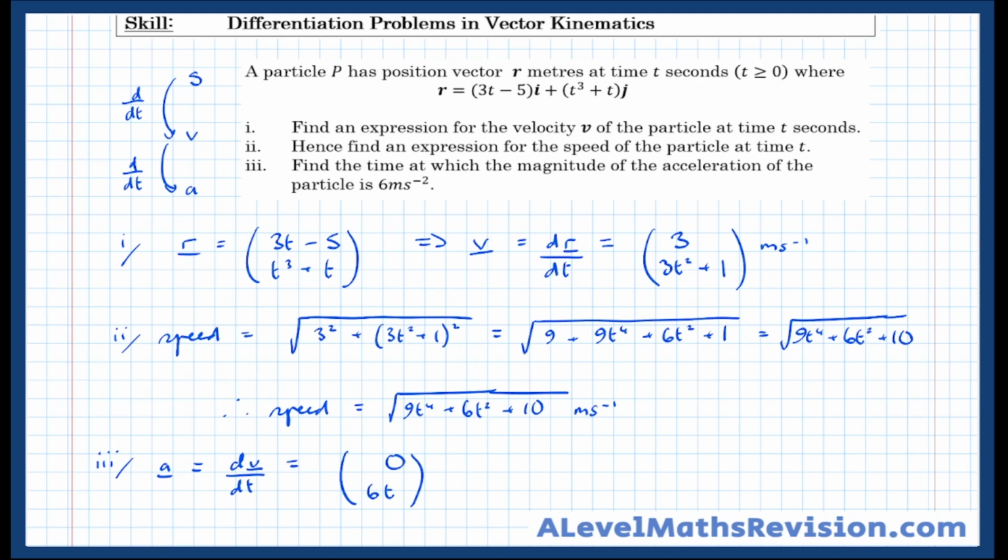So there's the expression for acceleration. And we want the magnitude of the acceleration of the particle to be 6 meters per second squared. Now we can probably do this just by looking at it, but I'm going to show you the formal method. So the magnitude of acceleration is the root of 0 squared plus (6t) squared, which just becomes 6t, and we're told that it equals 6, so 6t is equal to 6. Therefore, the time equals 1 second. And there we have it. The magnitude of the acceleration of the particle is 6.